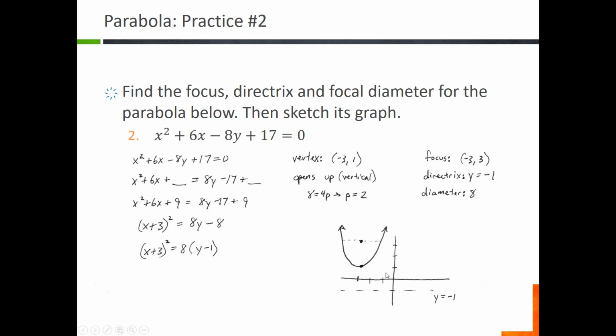All right, to draw a graph, we go 3 units over, 1 unit up. So there's our vertex. We know the focus is 2 units above that. We know the directrix is 2 units below that. The directrix is a horizontal line. The focus is just a point. And then, again, this is not to scale, but the focal diameter, the distance across the parabola here through the focus point, should be 8 units long.